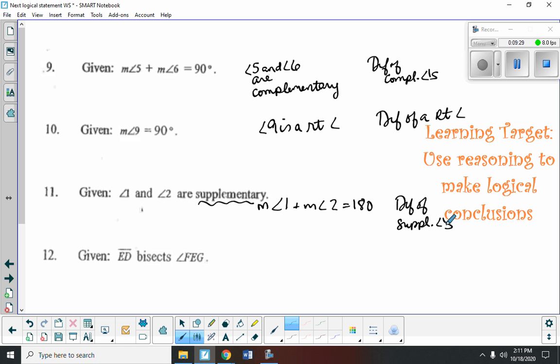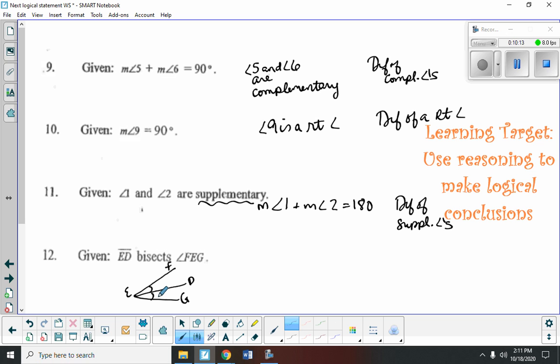The next one says segment ED bisects angle FEG. So let's draw a picture. So we have angle FEG and ED bisects it. So let's look at what a bisector is, the definition at the bottom of the first page. It says a point, line, ray, or segment that divides a segment into two congruent segments. That was segments. I should have looked at the right one. Angle bisector: a ray that divides an angle into two congruent angles. I know that the angles are congruent.